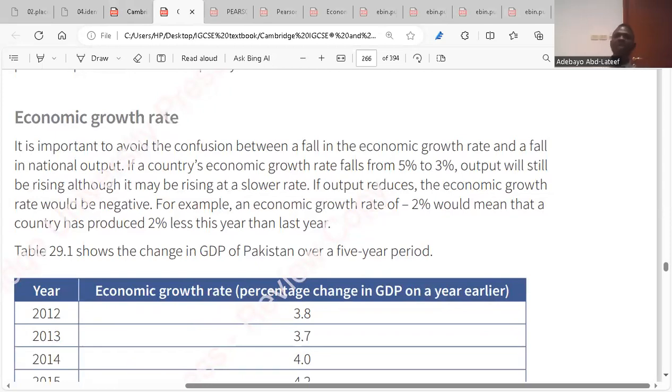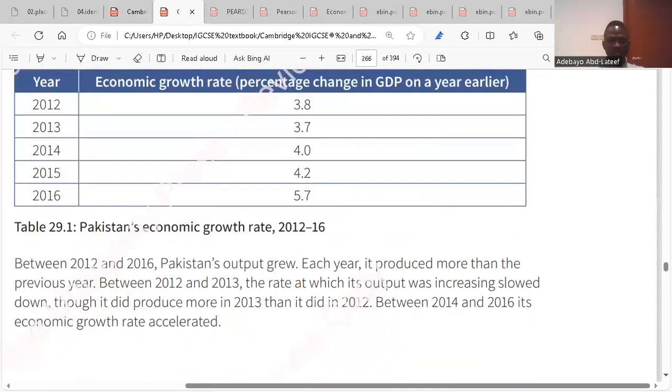For economic growth rate, if it's falling, it does not mean that output is falling. It might mean that output is rising at a lower rate. But when output is falling, it will affect the economic growth rate. That is the point there. Do you get it? Because when output falls, the economy will decline. So that means the economic growth rate will become negative.